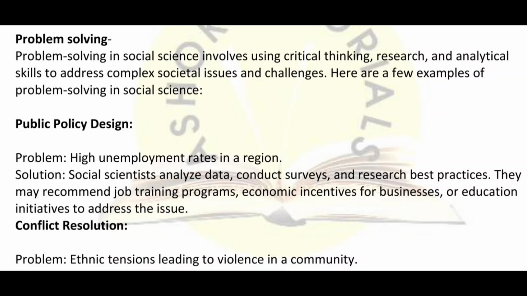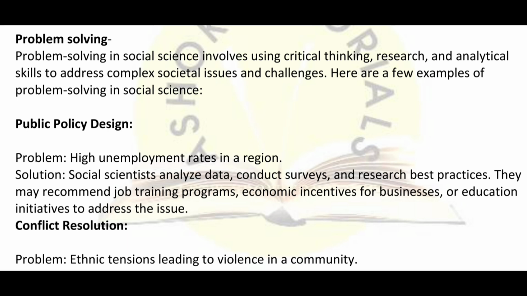So my dear friends, in this video, we are going to discuss problem solving in social science. All right. So what is problem solving? See, by the word itself, you understand problem means problem. Solving means finding a solution to that, right? So problem solving in social science involves using critical thinking. So how can we solve problems in social science? By critical thinking, all right? Then again, by doing research and by using analytical skills to address complex societal issues and also the challenges. So here are a few examples of how we are actually going to solve problems in social science.